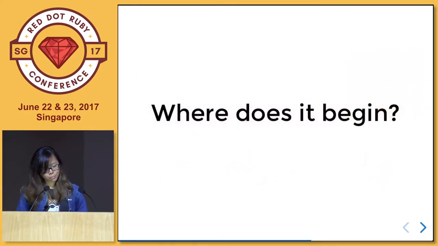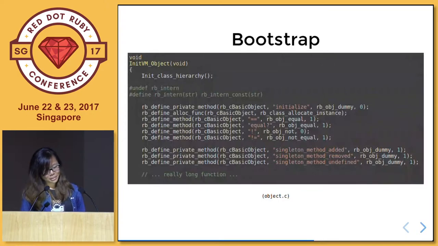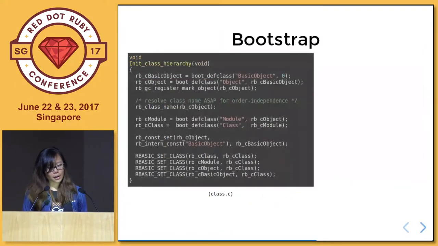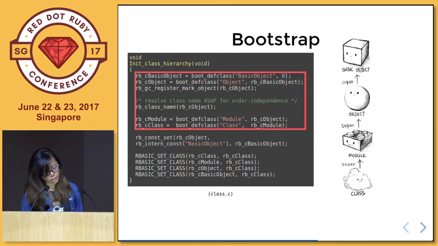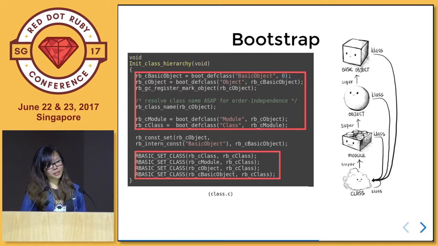So with that, we have laid the basic groundwork. We've seen how Ruby actually represents our data as pointers to structs. Now the question is, where does it all begin? Where does our Ruby creation myth actually start? And the answer is in this giant function in object.c called InitVMObject. And at the very top, you realize it's calling Init_class_hierarchy. Now, this is the function where our class hierarchy actually gets bootstrapped, right? So after all these boot_defclass function calls, our hierarchy goes like this. And all these RBASIC_SET_CLASS macro calls are basically setting the class pointer of BasicObject, Object, Module, and Class to point to Class.